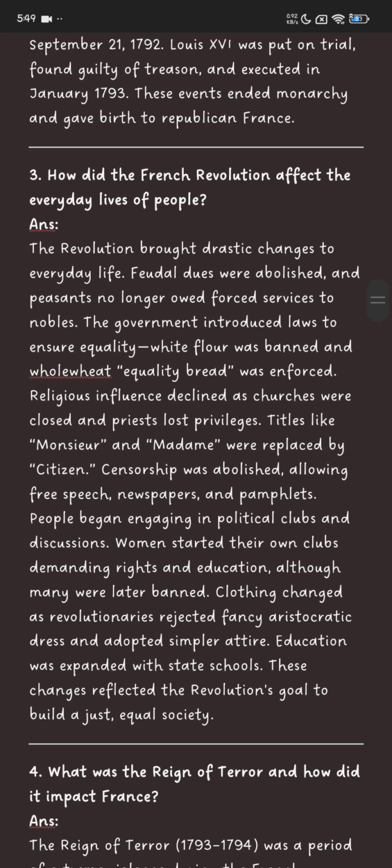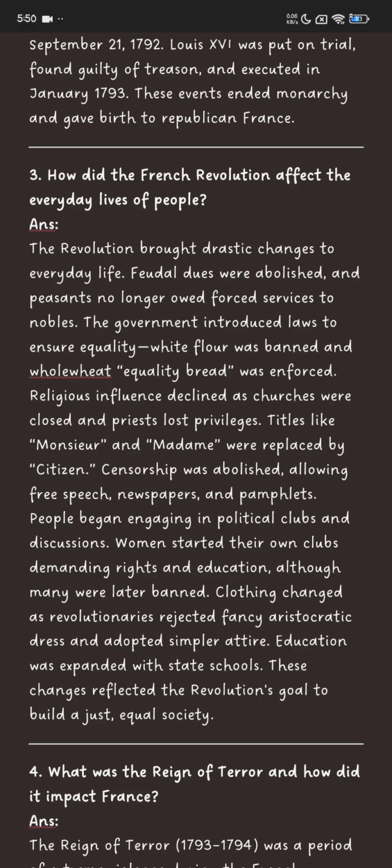Number 3. How did the French Revolution affect the everyday lives of people? The revolution brought drastic changes to everyday life. Feudal dues were abolished, and peasants no longer owed forced services to nobles. The government introduced laws to ensure equality.